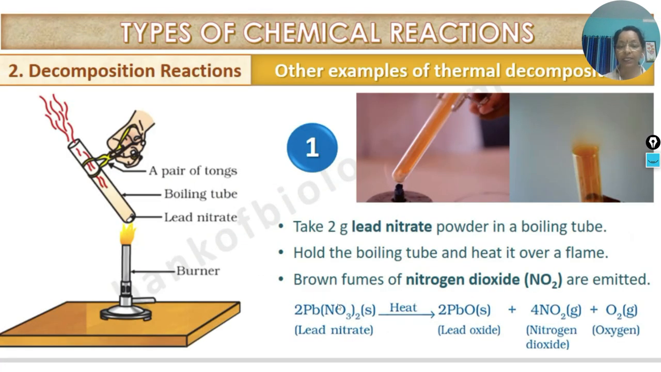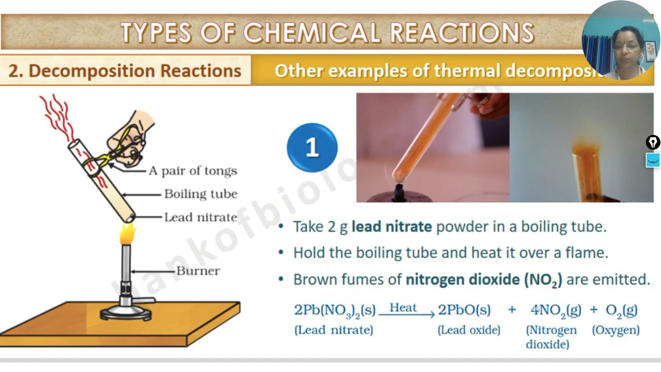Another example, heating of lead nitrate. Heating means endothermic. So lead nitrate crystals, which are white in color, decompose on heating to lead oxide, nitrogen dioxide and oxygen. See the test tube, it is showing a reddish brown colored gas coming out, and that is due to the production of nitrogen dioxide gas.